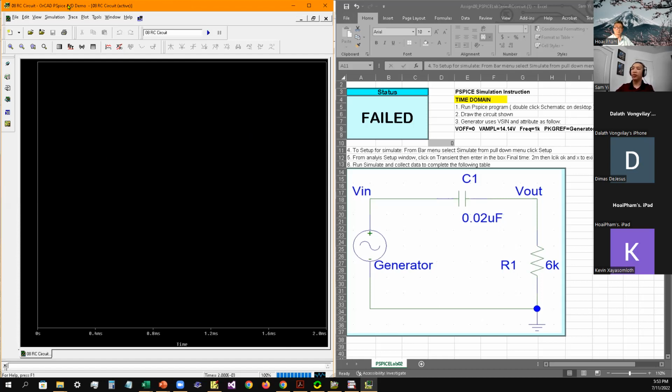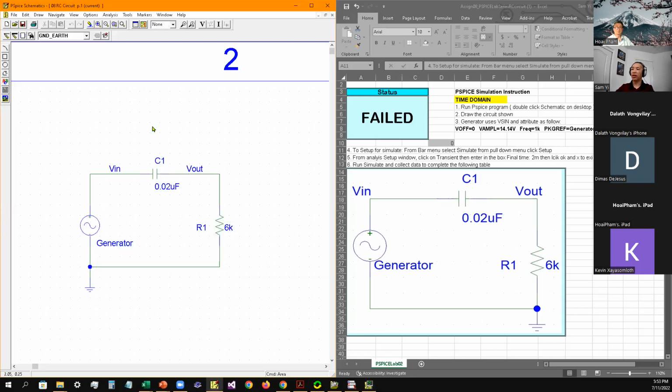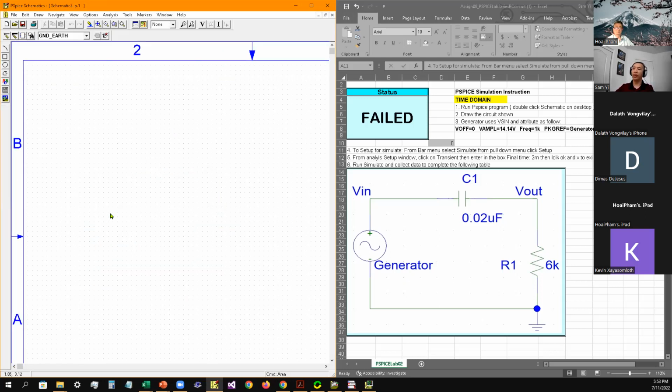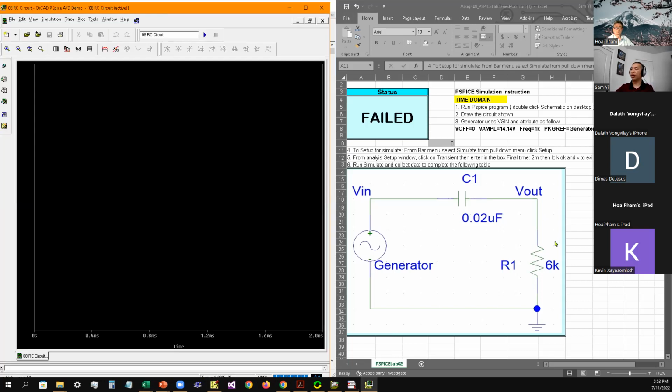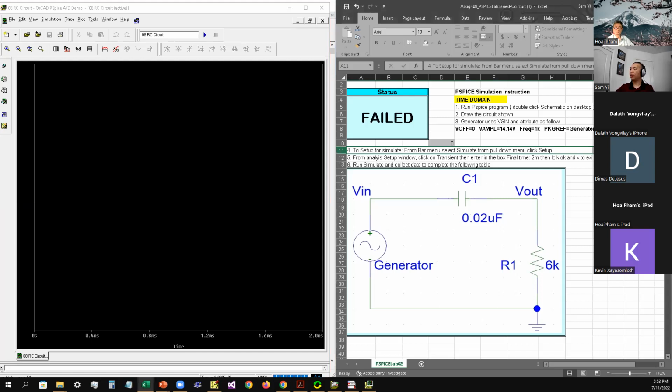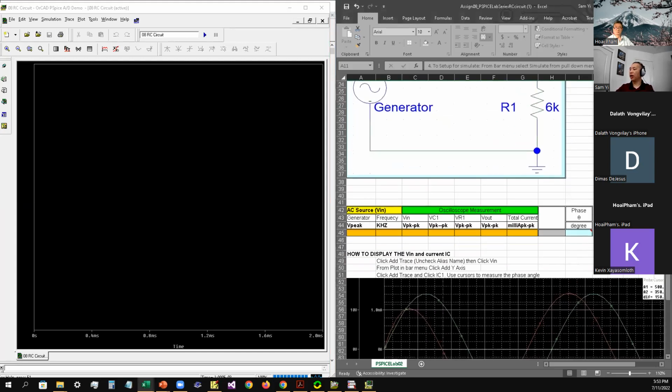So go back into your schematic and redraw it. You can click on New to open up a new one. But mine is working just fine, so we're going to run that. Now you have this window. After that, just follow what we did before in MSIM, collecting the data.